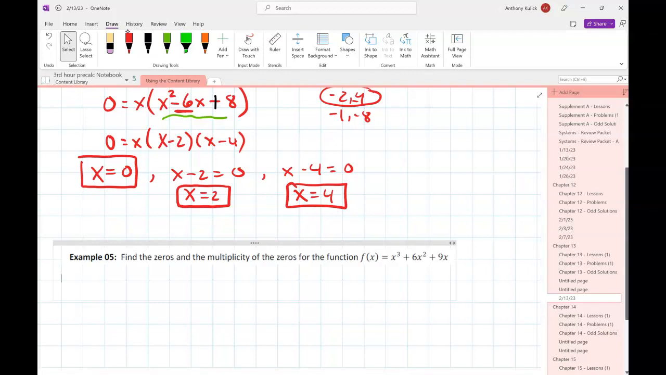So this one asks to find the zeros and the multiplicity of the zeros for the function. We'll talk about what multiplicity means in a second, but before we can do that, we have to find the actual zeros. So we start by setting it to 0.